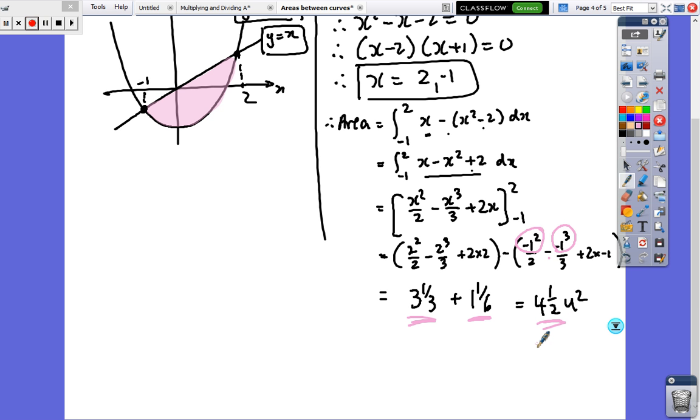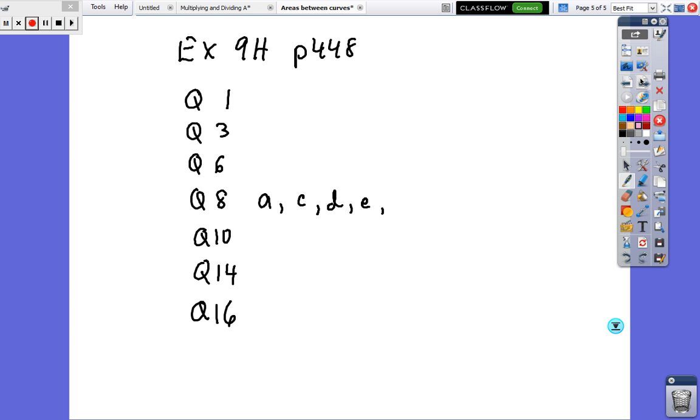Okay, so we didn't practice any ones where you've got to change over, but you'll find some of those in the exercises here, 9H page 448. Have a go at those.